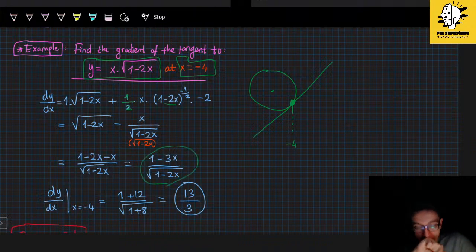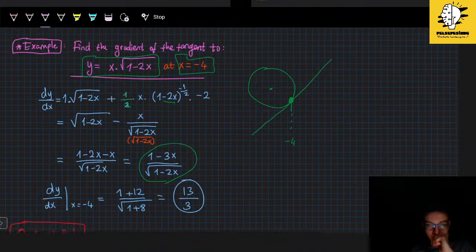And this is the important part. It is the gradient function. Whatever value you put in that function, you are going to find its slope at that point. And we had minus 4. Let's put in minus 4, and then we are left with 13 over 3. That's it, guys. It is simple, but it takes time. It takes effort.